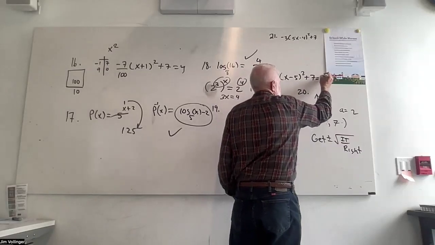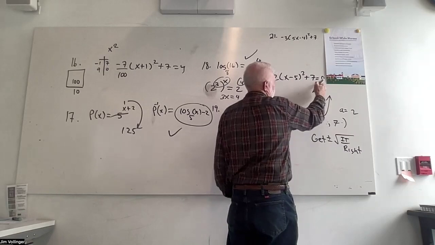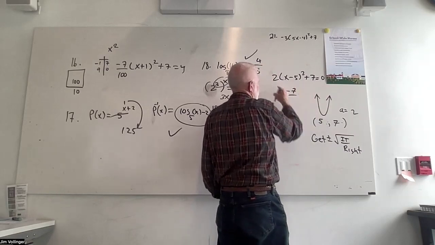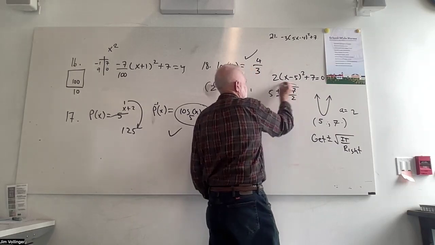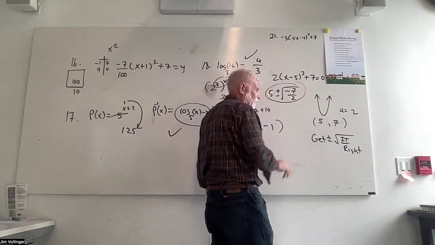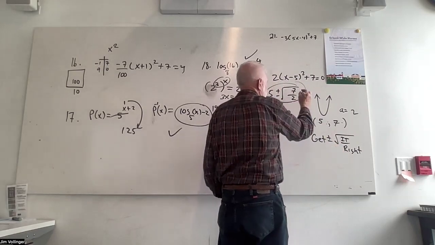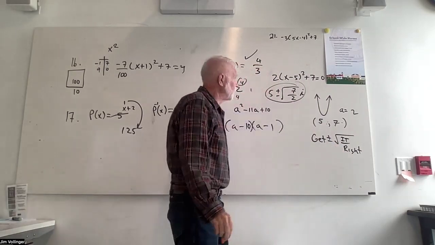I'm going to get some imaginary answers in this one, right? So I'm going to subtract 7. I'm going to divide by 2. I'm going to do a plus minus square root. And we've looked at this in class. Get it right. And check that out. Of course, I move that out here and write it as an imaginary.